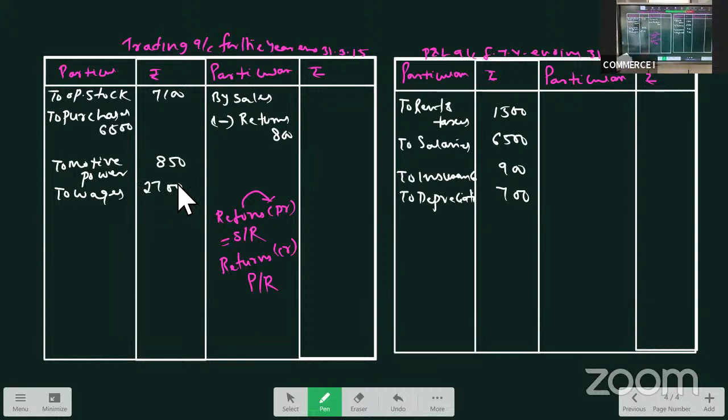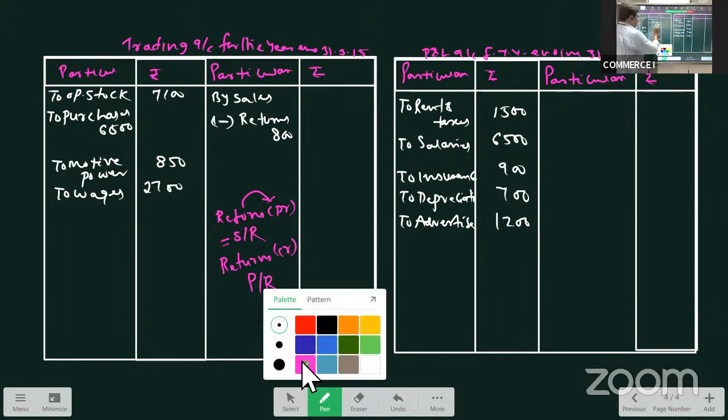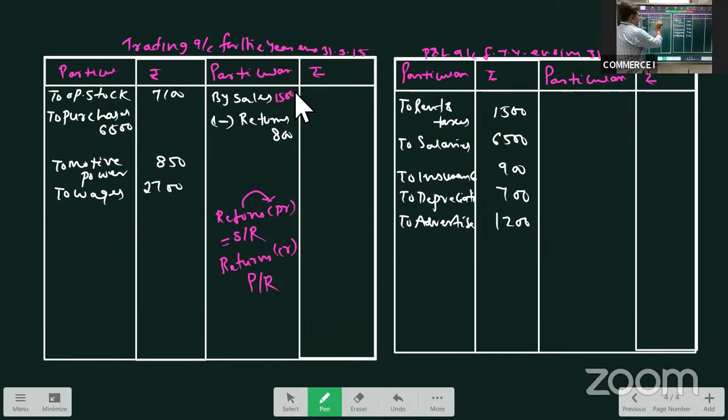Then furniture is an asset. Drawings will be deducted from capital. Advertisement is a selling and distribution expense, P&L. Advertisement will be debited to P&L. Then we have sales. Sales are how much? 15,000. From 15,000 deduct 800 and take 14,200 in the outer column.